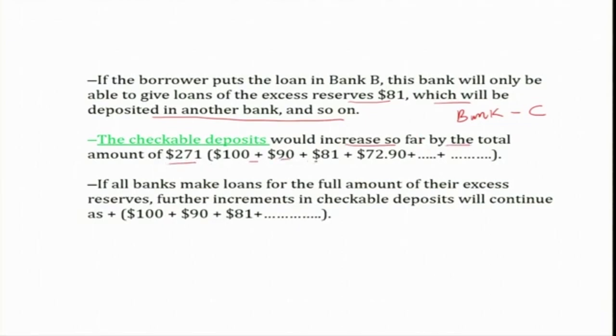It keeps increasing like this. So following the same reasoning, assuming that all banks make loans for the full amount of their excess reserve, that means without keeping any excess reserve, they only keep the required reserve ratio, and they make loans for the full amount of their excess reserve, further increments in checkable deposit will continue at bank C, bank D, E, and so on. Right. So therefore, the total increase in deposits from the initial 100 increase in the reserve will be equal to 1000. So the increase is tenfold here, which is the reciprocal of the 10% reserve requirement.